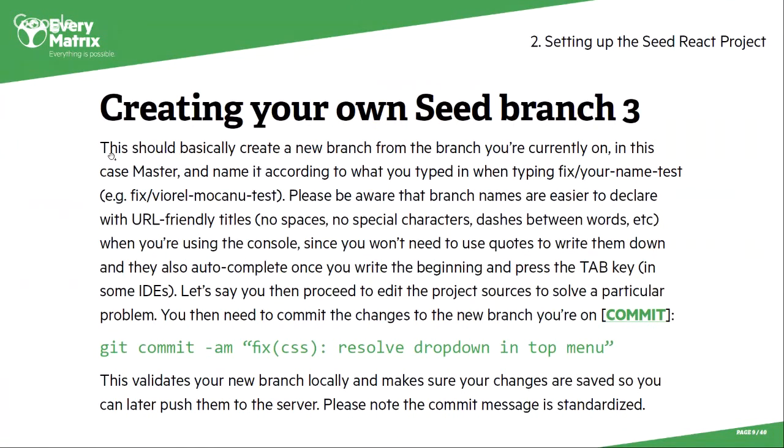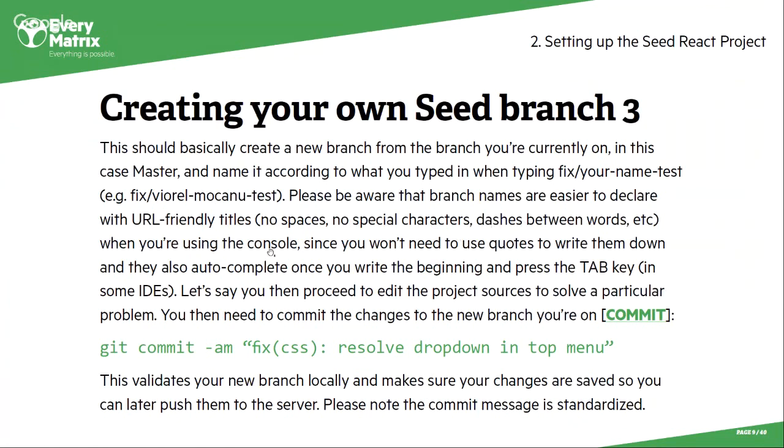The text here says that this should basically create a new branch from the branch you're currently on, in this case master, and name it according to what you typed in when typing fix/your-name-test. For example, fix/viral-test. Please be aware that branch names are easier to declare with URL-friendly titles. So as you see here, there's no space, there's no special character, there's just fix/viral-test with dashes between. No spaces, no special characters, dashes between words.